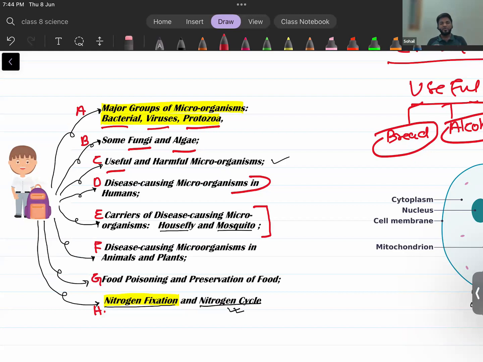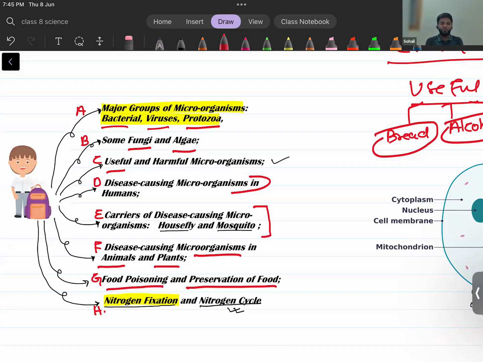It's not only humans that are affected by the microorganisms. Even plants and other animals are not left alone from the wrath of microorganisms. They are also exposed to these microorganisms. They also catch some diseases. So we will talk about disease causing microorganisms in animals and plants as well. And then comes food poisoning and preservation of it.